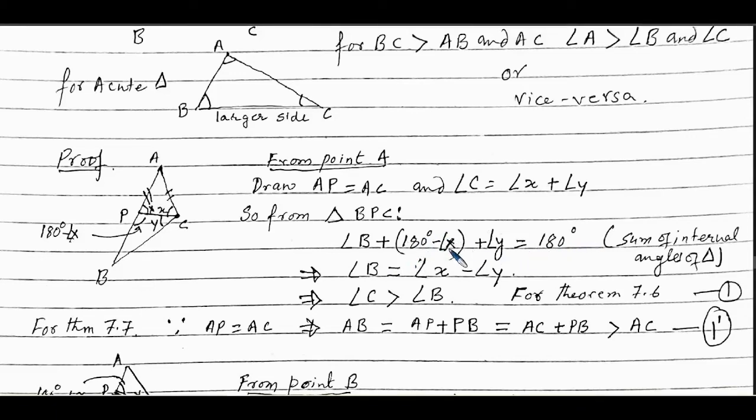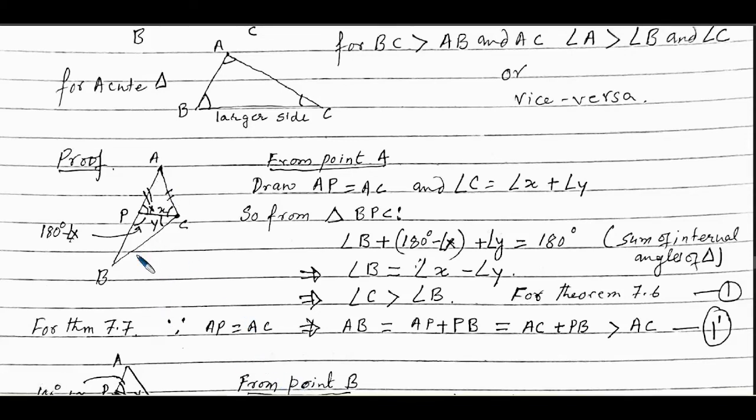These are plus signs, and this minus X will go to the right hand side and become plus X, and this will also go to the right hand side. So angle B is equal to X minus Y, but angle C is equal to X plus Y. So this angle C will be greater than angle B, because X plus Y will always be greater than X minus Y. So angle C is greater than angle B. This is for theorem 7.6. But we also have to prove that angle C is greater than angle A, which we will prove below.